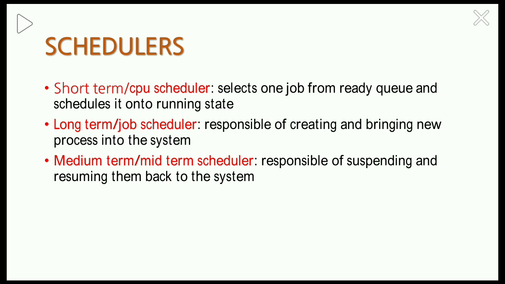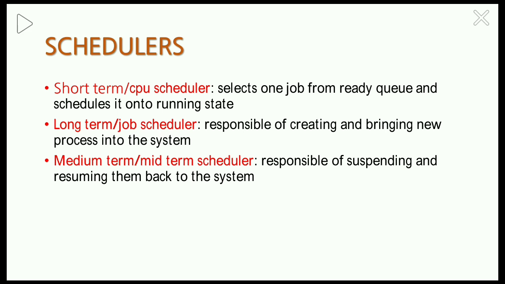Now coming to the schedulers. We have three types of schedulers: the short-term scheduler or CPU scheduler, the long-term scheduler or job scheduler, and the medium-term scheduler. These are the three types of schedulers. Before learning about the schedulers, we must know about the different states of a process. A process has five states: a new state, a ready state, a running state, a waiting or blocked state, and an exit state. These are the different states of a process. If a process is created, then it must be in one of these five states.